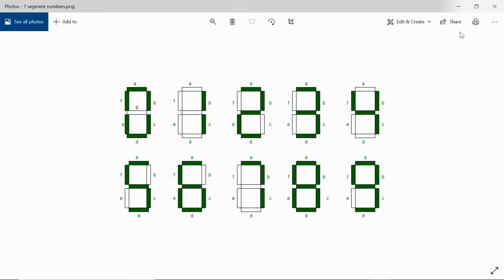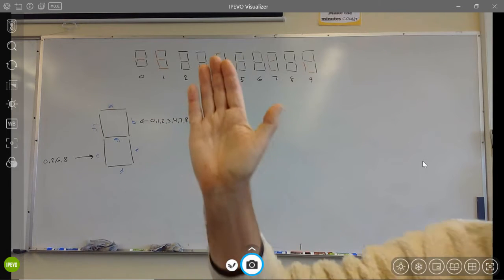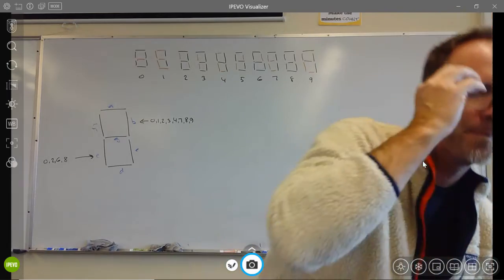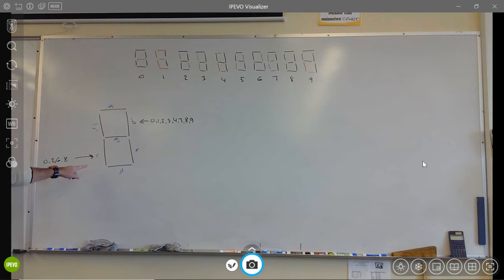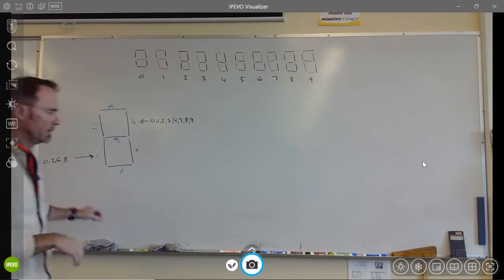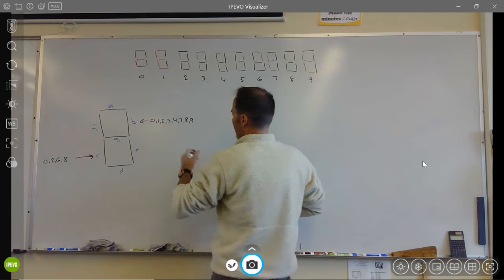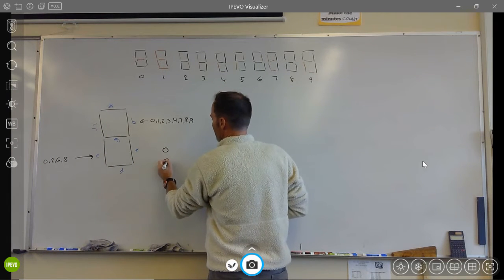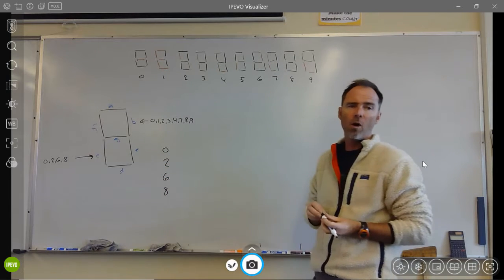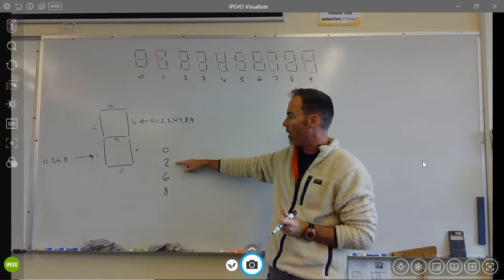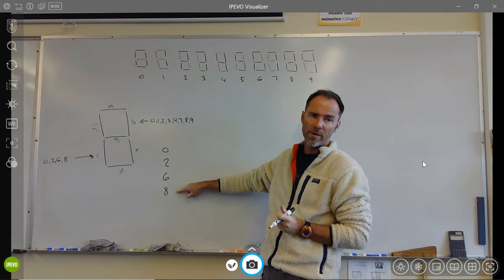So how can we make circuits to do that? Let's actually look at that right now. Let's do the E segment first. I want to light that up on a 0, 2, 6, or 8. I want to light it up on a 0, or this one, or this one, or this one.